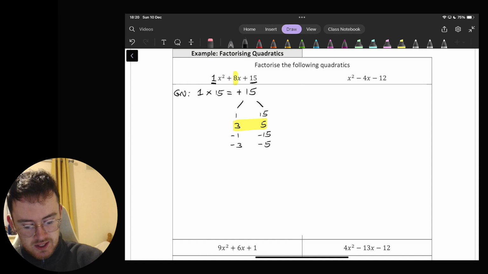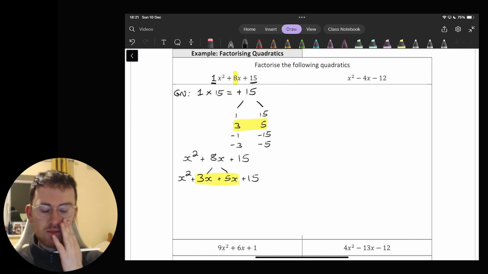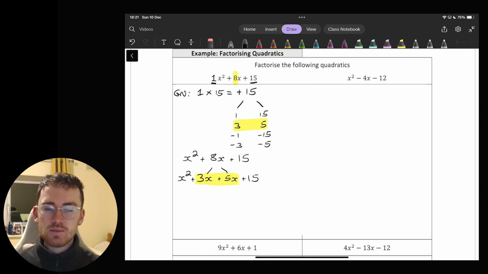So now taking my question again, it's x squared plus 8x plus 15. And I'm going to do what we were saying earlier, talk about splitting the middle term. And I'm going to split it out into 3x plus 5x. Okay, so you can see there we're using those two factors that we came up with, that factor pair, and we're splitting out the 8x into 3x plus 5x.